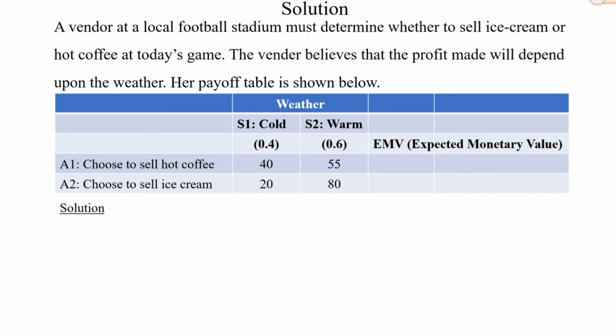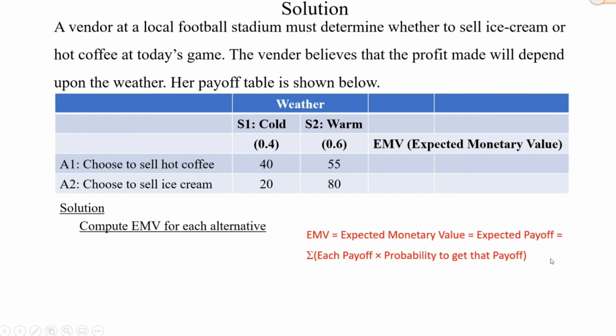Okay, solution. We have payoffs, therefore the next step is to compute EMVs for each action, expected payoffs. So we have to recall the expected value formula. Expected payoff is the sum of each payoff times the probability to have this payoff. Therefore, EMV of action 1 is payoff value 40 times the probability to get this payoff 0.4 plus payoff value 55 times the probability to get this payoff 0.6. Compute this.